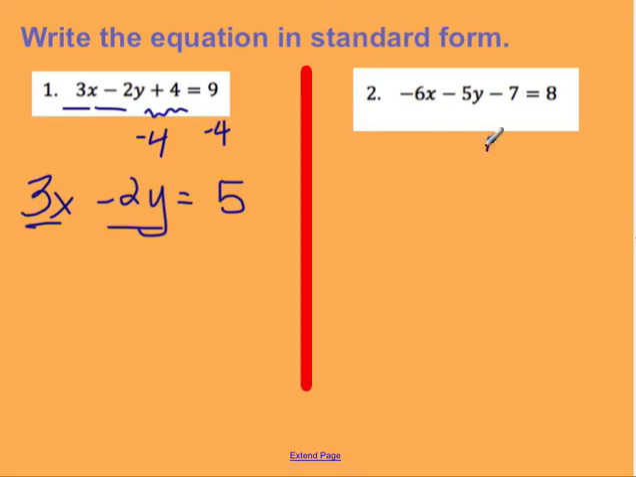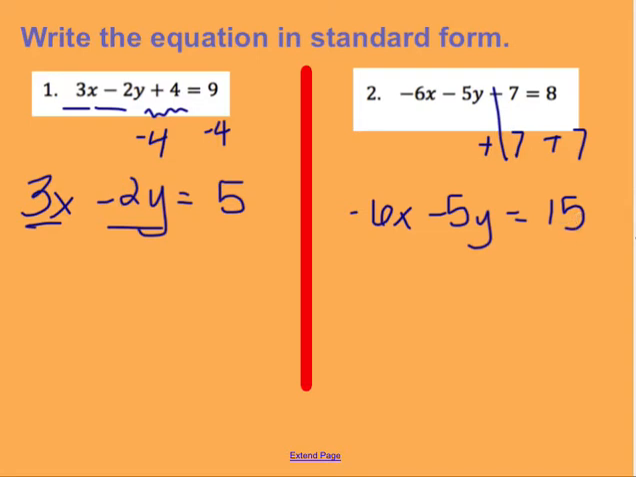Same thing here. This minus 7 needs to go over to the other side in order for it to be in standard form. So we have negative 6x minus 5y. Those are going to cancel out. And then 8 plus 7 is going to give us 15. Okay? So that's it for numbers 1 and 2.